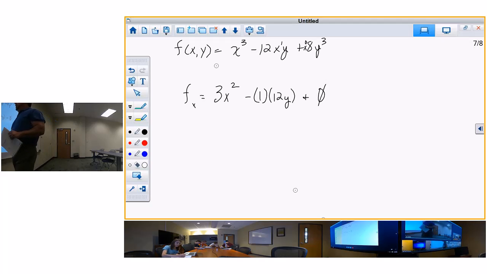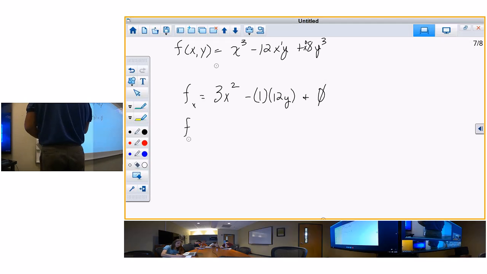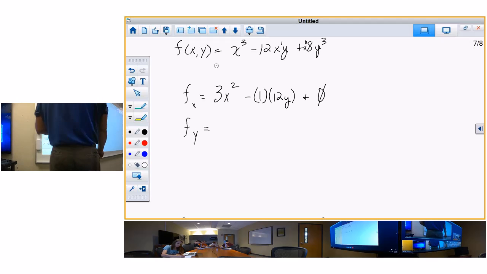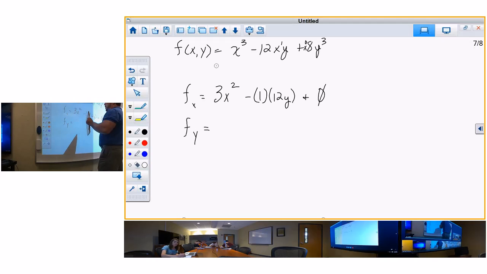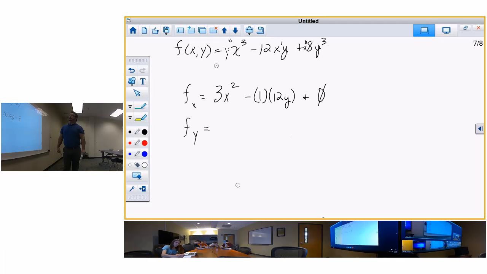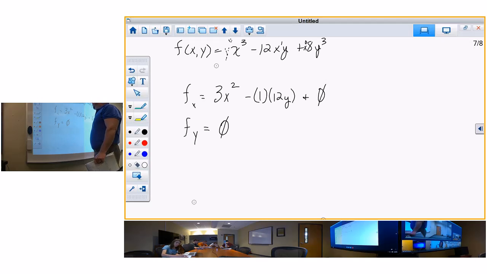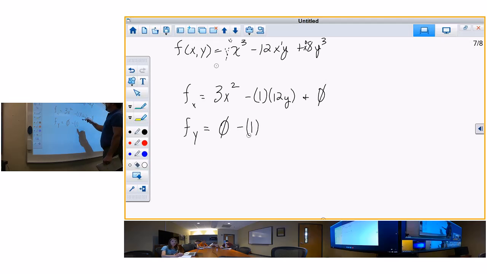For f of y, you put in y to the 0 if there's any y missing. So here you would put in a y to the 0. Any other y's missing? Nope. So what happened to that first term? First term goes to 0. What is the derivative of y to the first power? 1. You see the pattern? Yep.